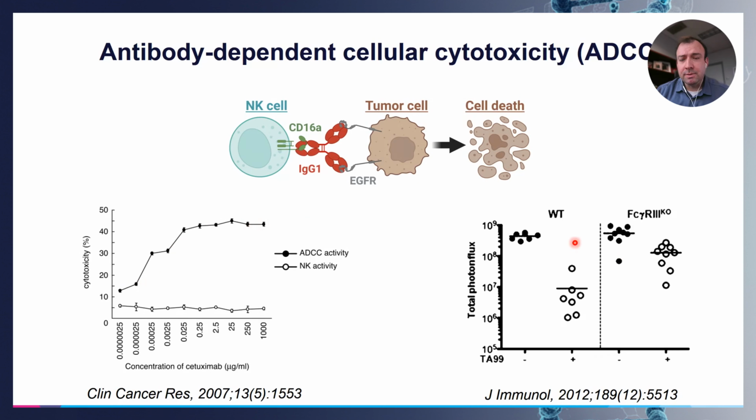And this pathway is physiologically relevant, which you can see here in this other study where mice were treated with TA99, an antibody against a melanoma antigen. This treatment is able to reduce the amount of tumors in these mice. But when the investigators used CD16 deficient mice, which don't have the receptor for ADCC, this effect was partially lost.